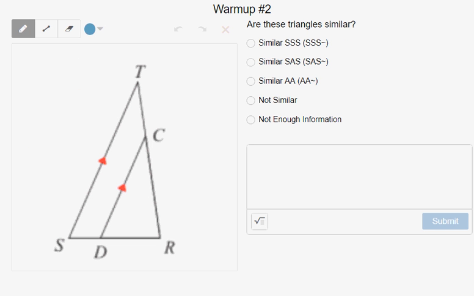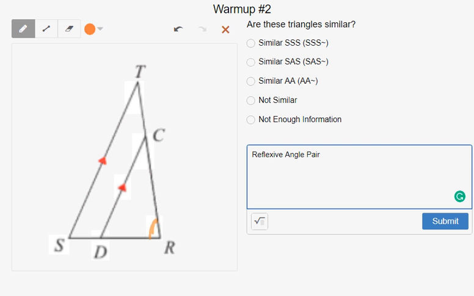Let's get another one. Are these triangles similar? Well, we can see that the triangles are overlapping and they share angle R. So we have a reflexive angle here. So angle R is congruent to itself. We have 1 pair of congruent angles.